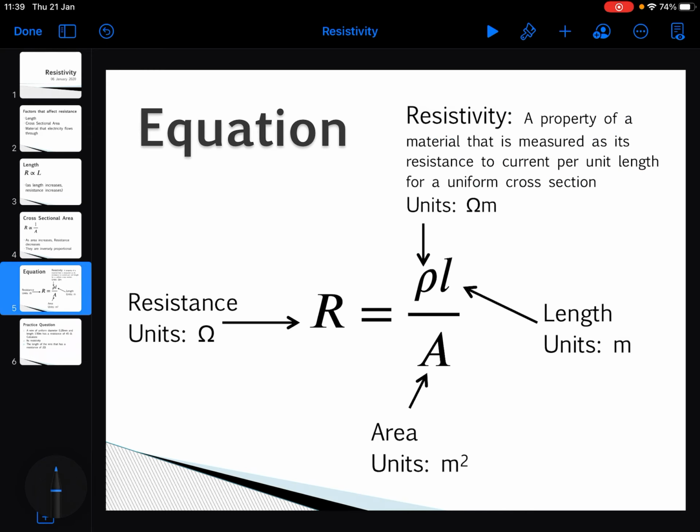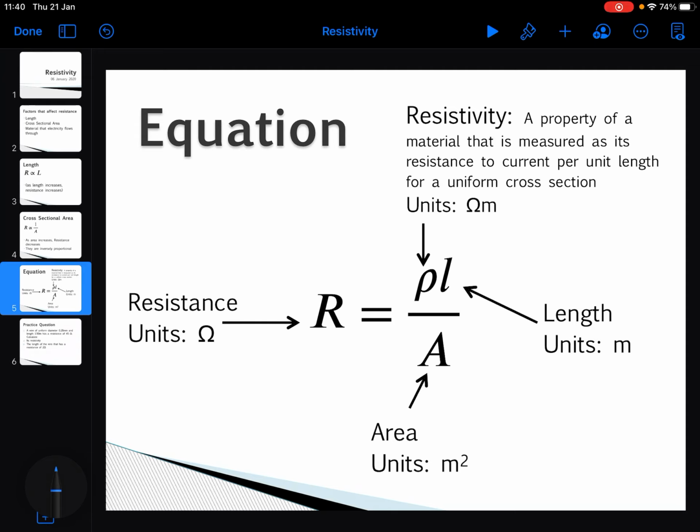So, an equation. R is resistance, and that equals rho, which is a Greek letter, L over A. Rho is something called resistivity, and it basically tells you how much resistance a certain material provides. So it's specific to a material.